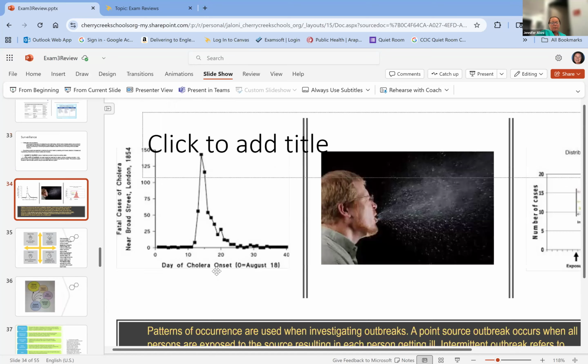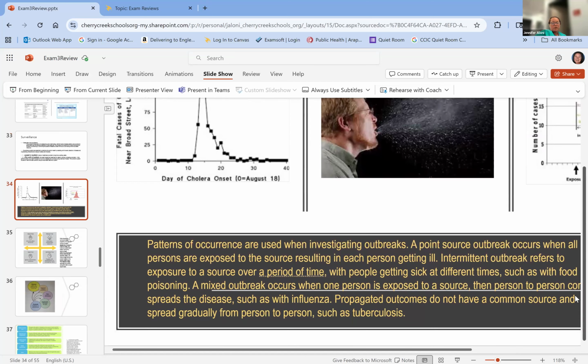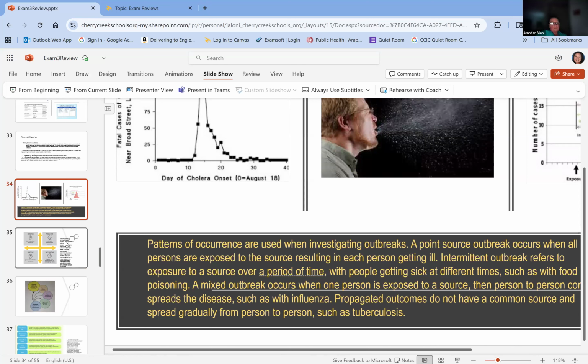We have different types of outbreaks, which we talked about in class. You have your point source, you have your intermittent, which is when you have something like food poisoning. So it's intermittent, people get sick at different times with the same source. A mixed outbreak occurs when one person is exposed to a source and then spreads the disease, such as influenza. Propagated outbreaks do not have a common source and spread generally from person to person. So we don't know what the source may be, but something like tuberculosis.